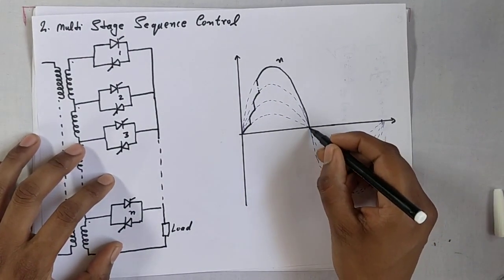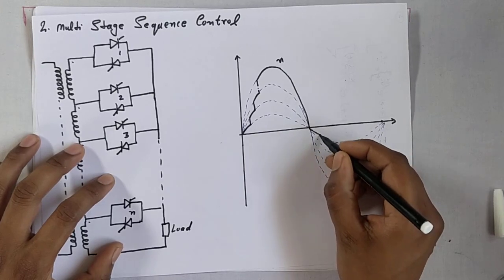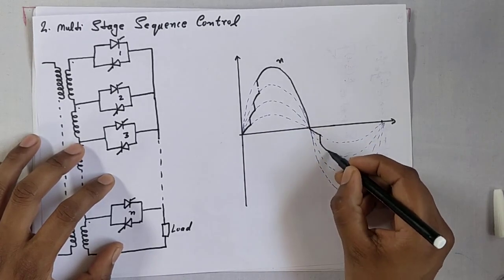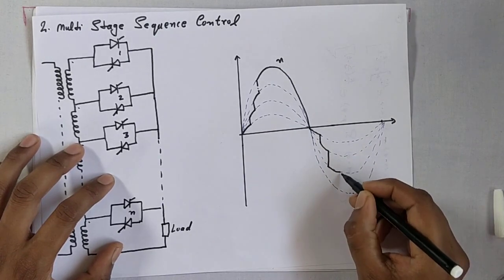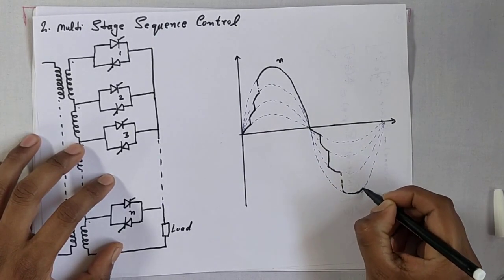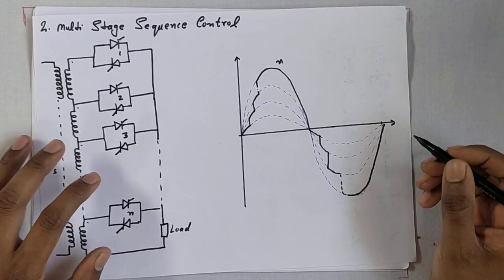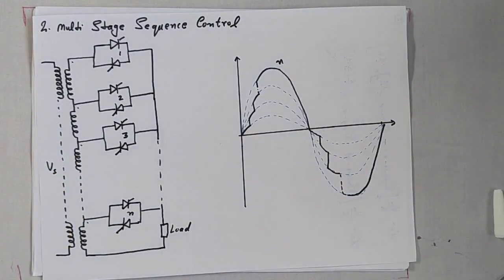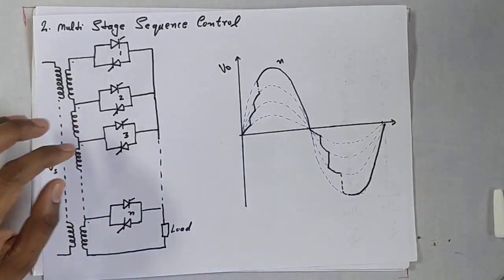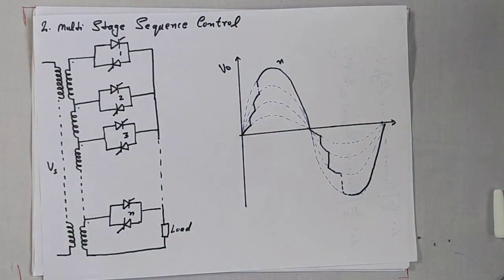Again for the negative, trigger this one, trigger this one, trigger this one, and finally we trigger this one. So this is the output voltage waveform for multi-stage sequence control. Okay, so this is very simple.